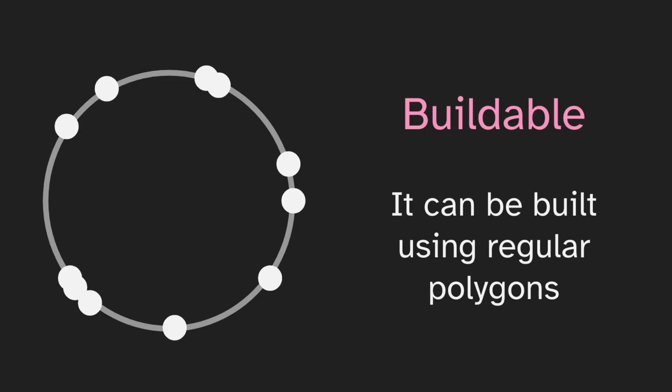Here are some points around a circle, and these look kind of randomly spread. They don't appear to have any structure. But this collection of points does have some nice properties. First, it is buildable, which means that it can be built using regular polygons.